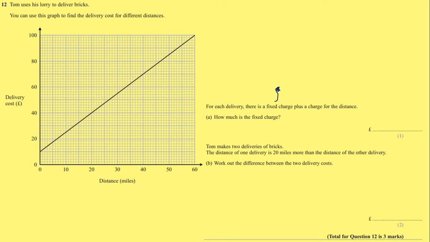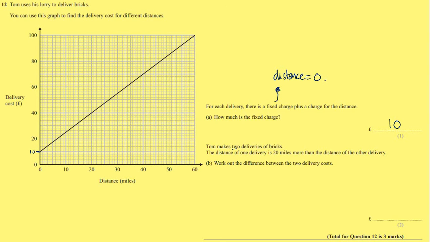Now, the fixed charge in this case is what happens when the distance is equal to 0. But when the distance is equal to 0, he's travelled 0 miles, I'm already paying £10 to Tom for the use of his lorry. So the fixed charge is £10.